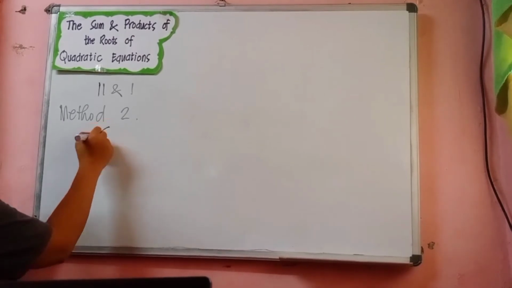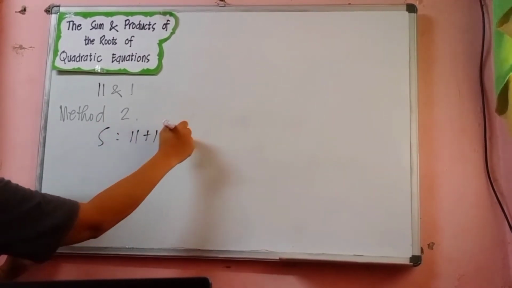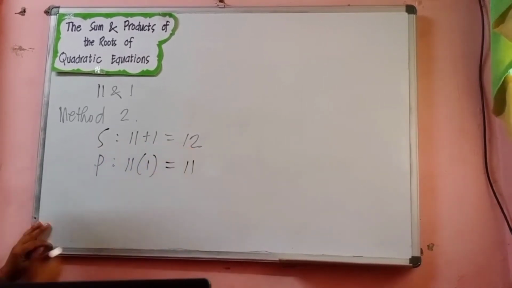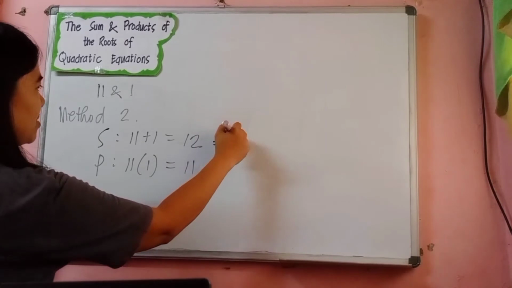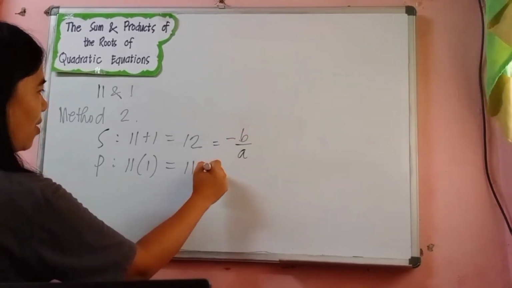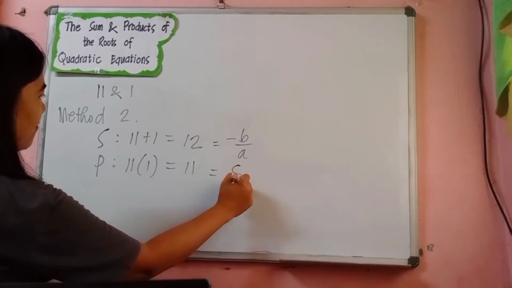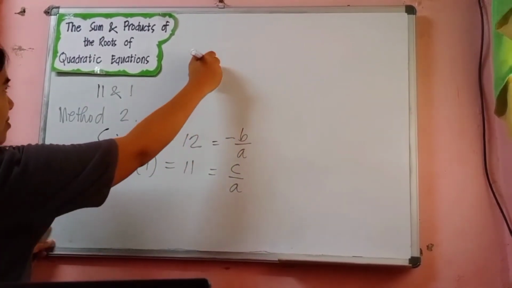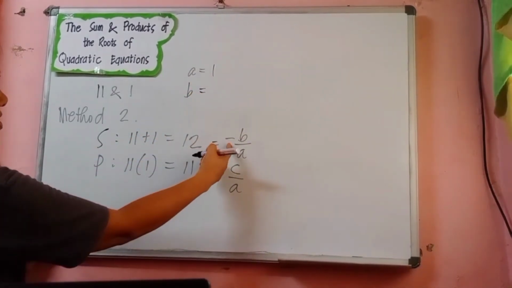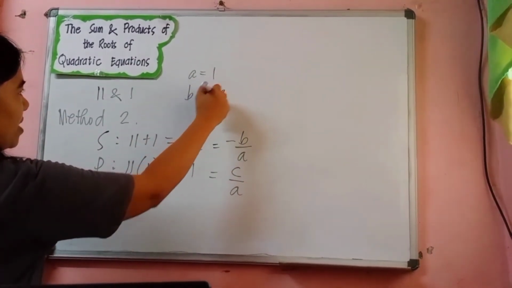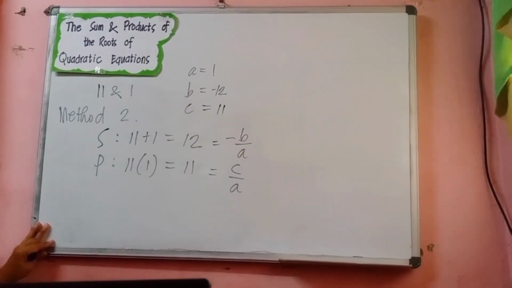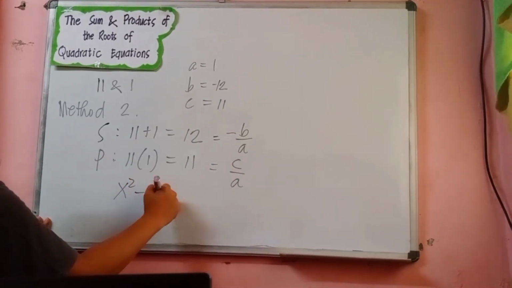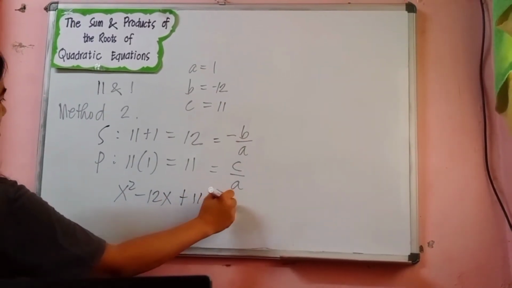Method 2, we simply find the sum, which is 11 plus 1 equals 12, and the product, which is 11 times 1 equals 11. Now, this sum is equal to the negative of b divided by a, while this product is equal to c over a. Therefore, our a value, since we do not have a denominator, is equal to 1. Our b is the negative of 12, so we have negative 12, while c is 11. Substituting this to the standard form, we have x squared minus 12x plus 11 equals 0.